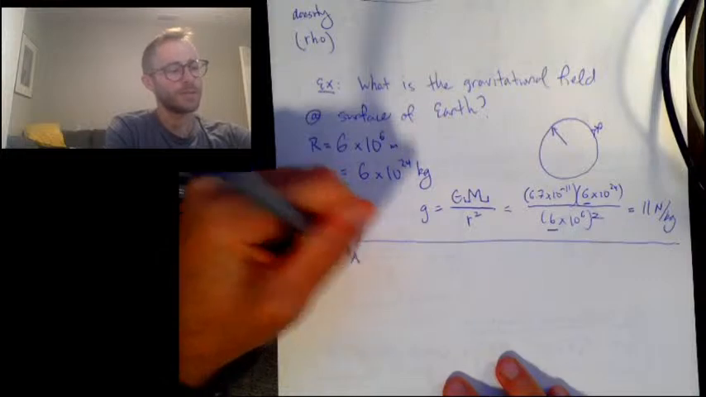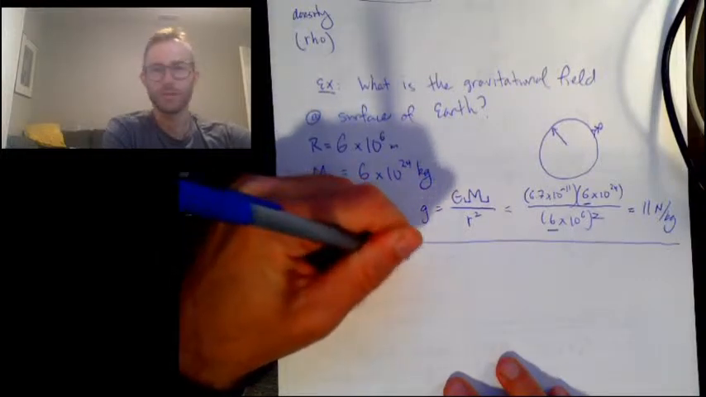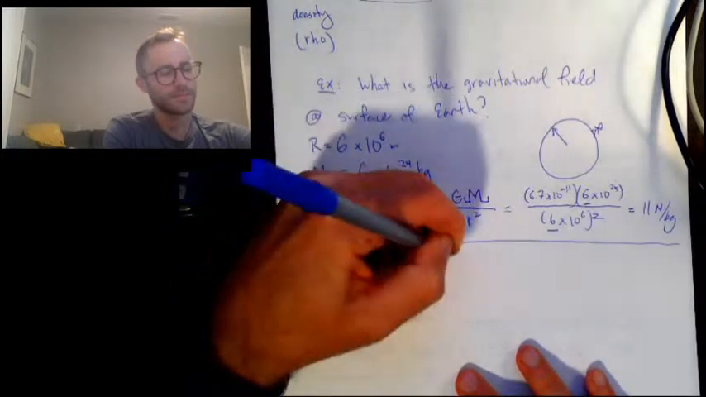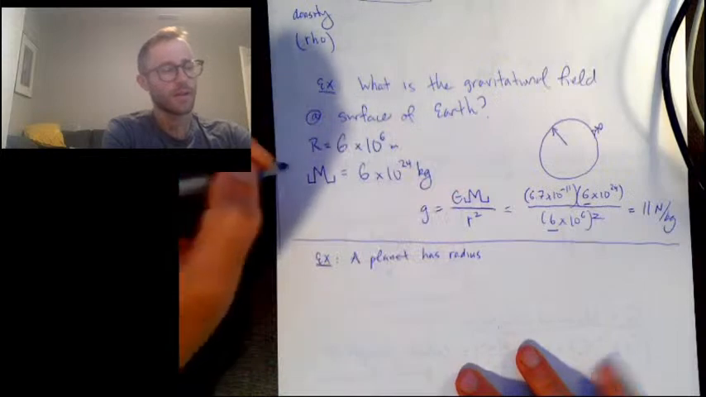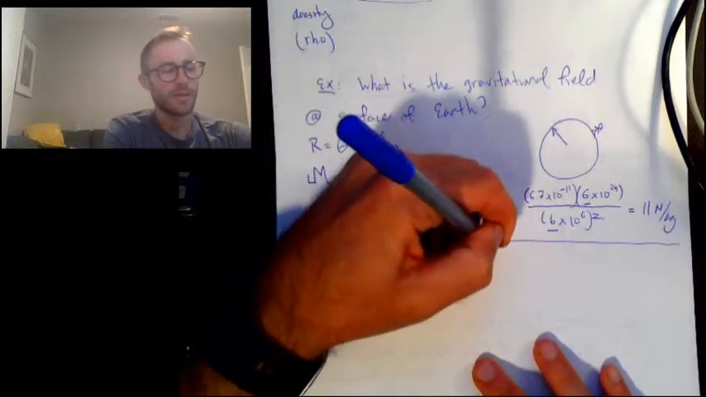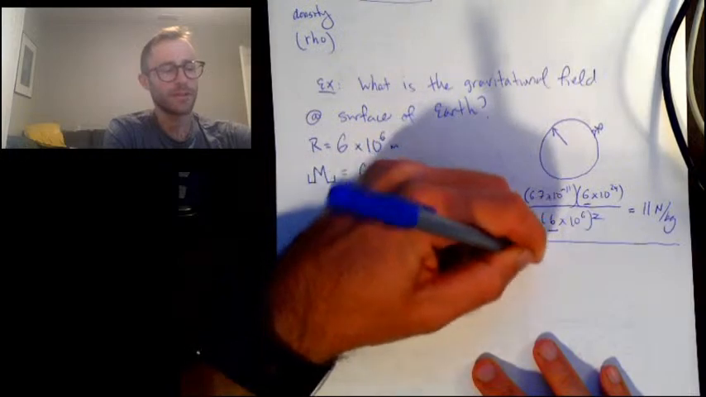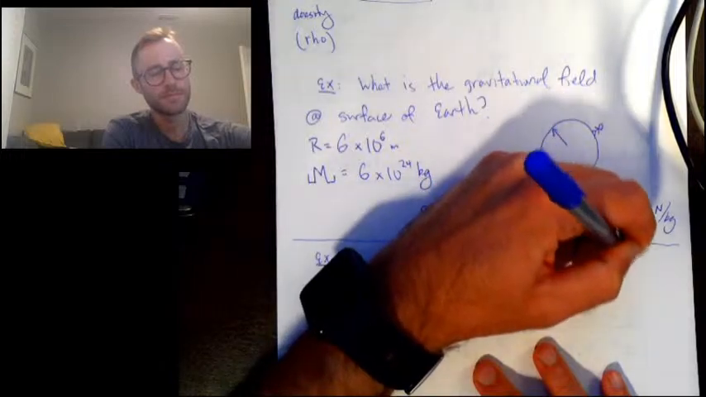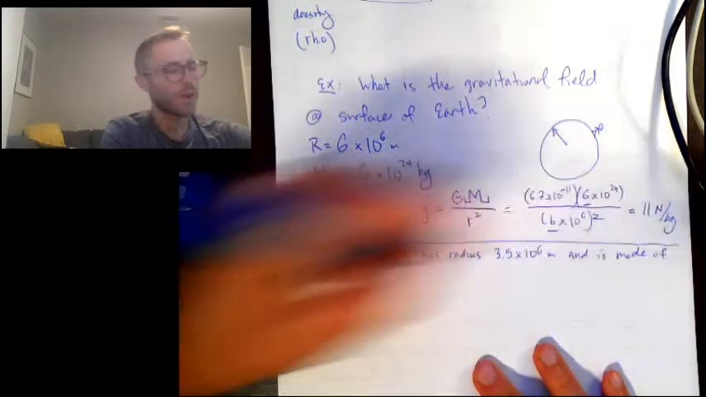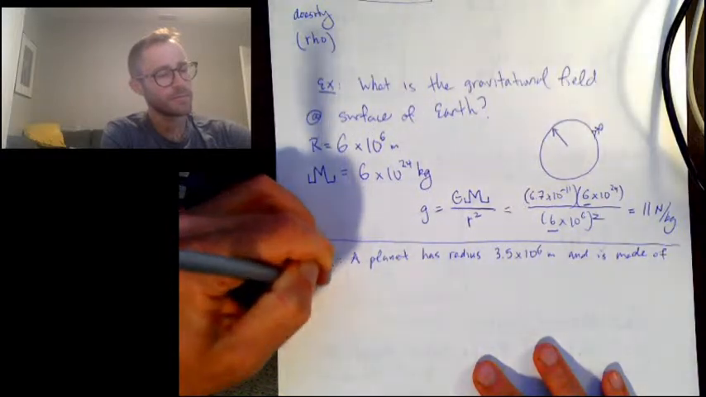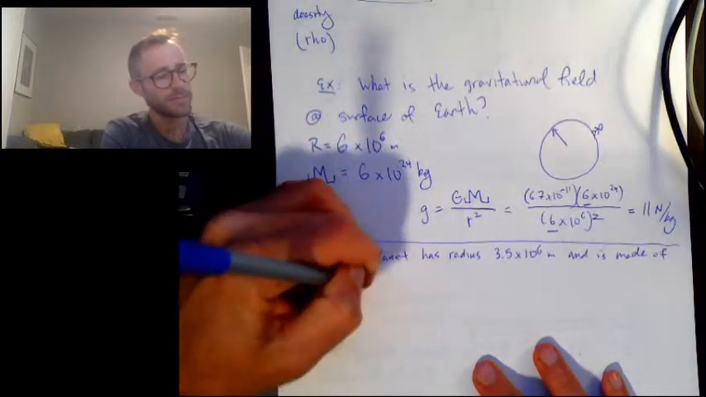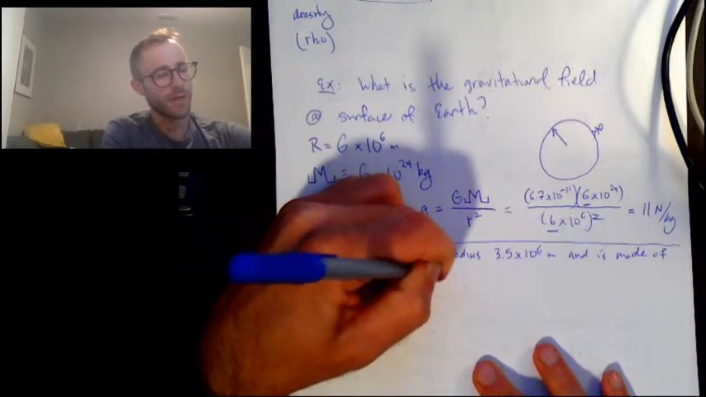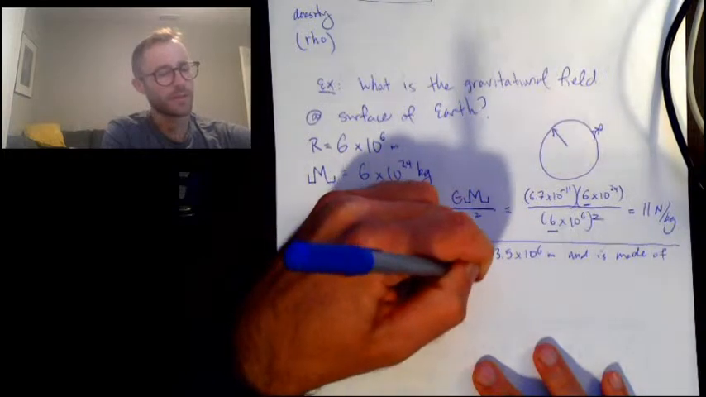Okay, a planet, and this one's going to be a little bit more complicated. A planet has radius, we'll say 3.5 times 10 to the 6th meters, and is made of rock of density 4,500 kilograms per cubic meter.